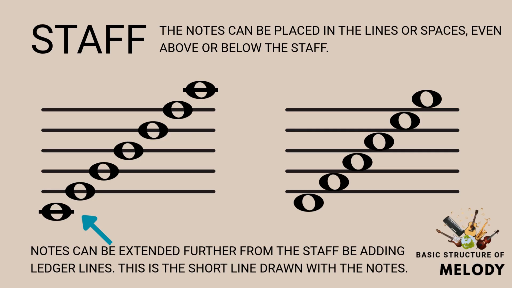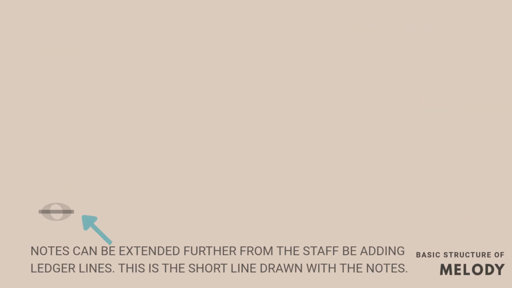The first drawing shows you the notes that are written in the lines of the staff, and the second drawing are the notes written in the spaces of the staff. Now, if we want to add an extra line above or below, we use ledger lines. Notes can be extended further from the staff by adding ledger lines. This is the short line drawn with the notes.